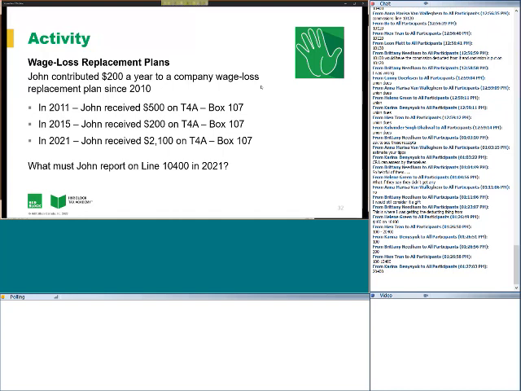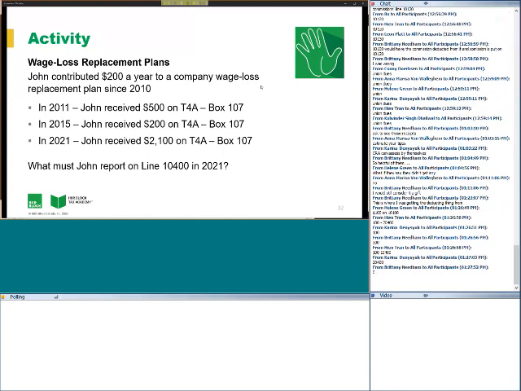Good. Now we start again, because 2011 we used up all his contributions. He no longer has contributions. 2012 he put money in. 2013 he put money in. 2014 he put money in. 2015, he received $200 again in disability. So how much taxable income will I report on his return in 2015?